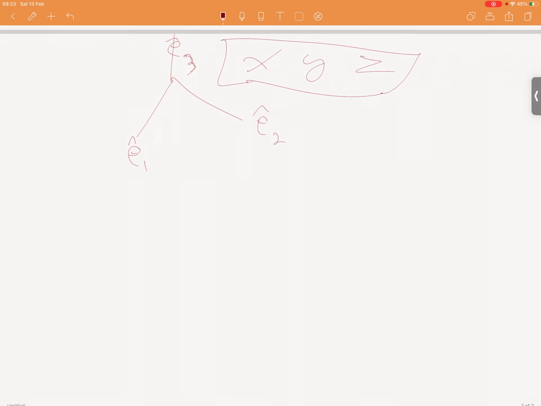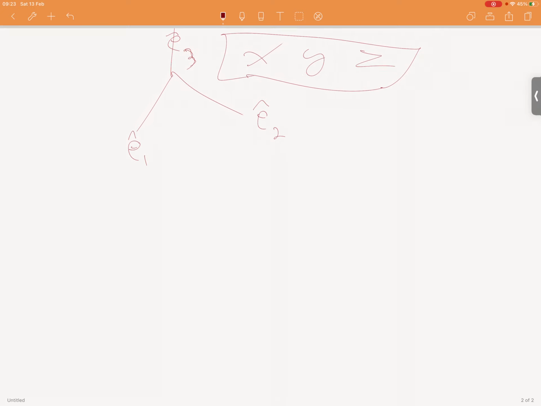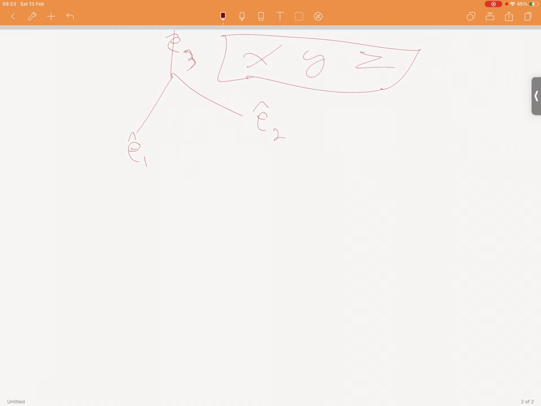Let me draw. So this is e1 hat, e2 hat, and this is e3 hat. This is like my XYZ if you want, but not in this context. I'm using different symbols, not using XYZ. They can be pointing in any direction, but they have to point in specific directions. So I'm gonna explain. Don't worry.